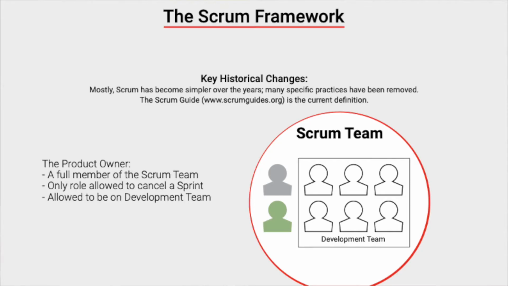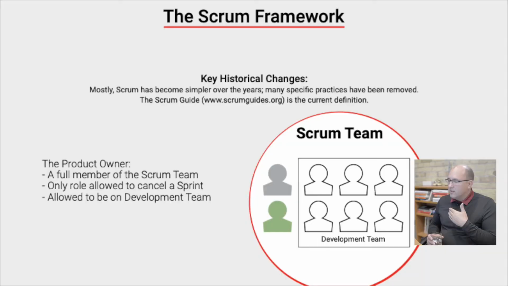The product owner is now allowed to be a member of the development team. In other words, the product owner is allowed to contribute to the development work, any kind of development work for the product increment. The Scrum team is self-organizing, which includes the product owner self-organizing and volunteering for some of that work. The Scrum Master is also now allowed to be on the development team.